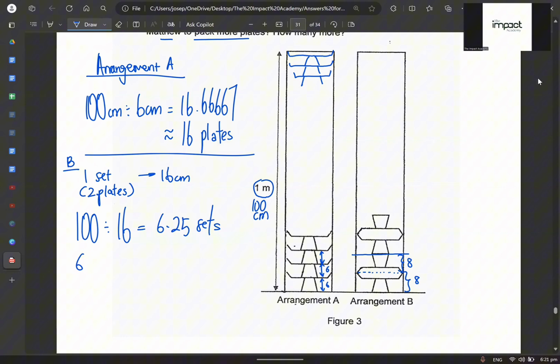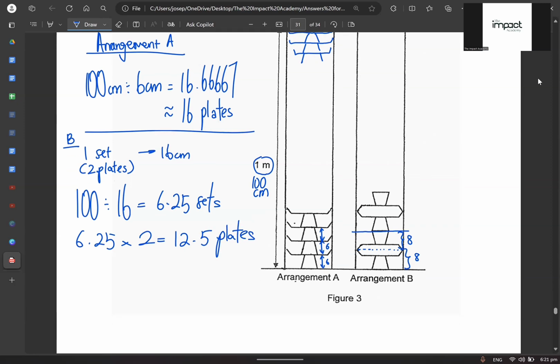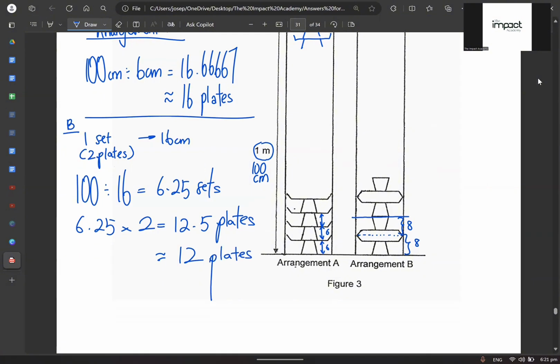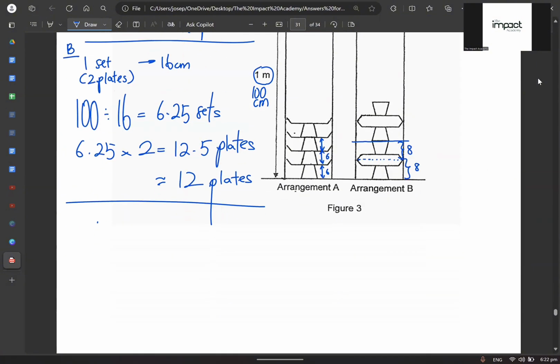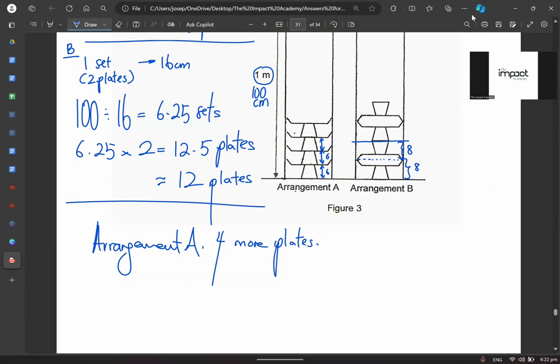Then 6.25, you times 2 to find the number of plates, which is 12.5 plates. Can you have 12.5 plates? No, you have to round down to 12 plates. So which arrangement actually gives you more? How much more? 4 more plates. So therefore this is your answer for this question.